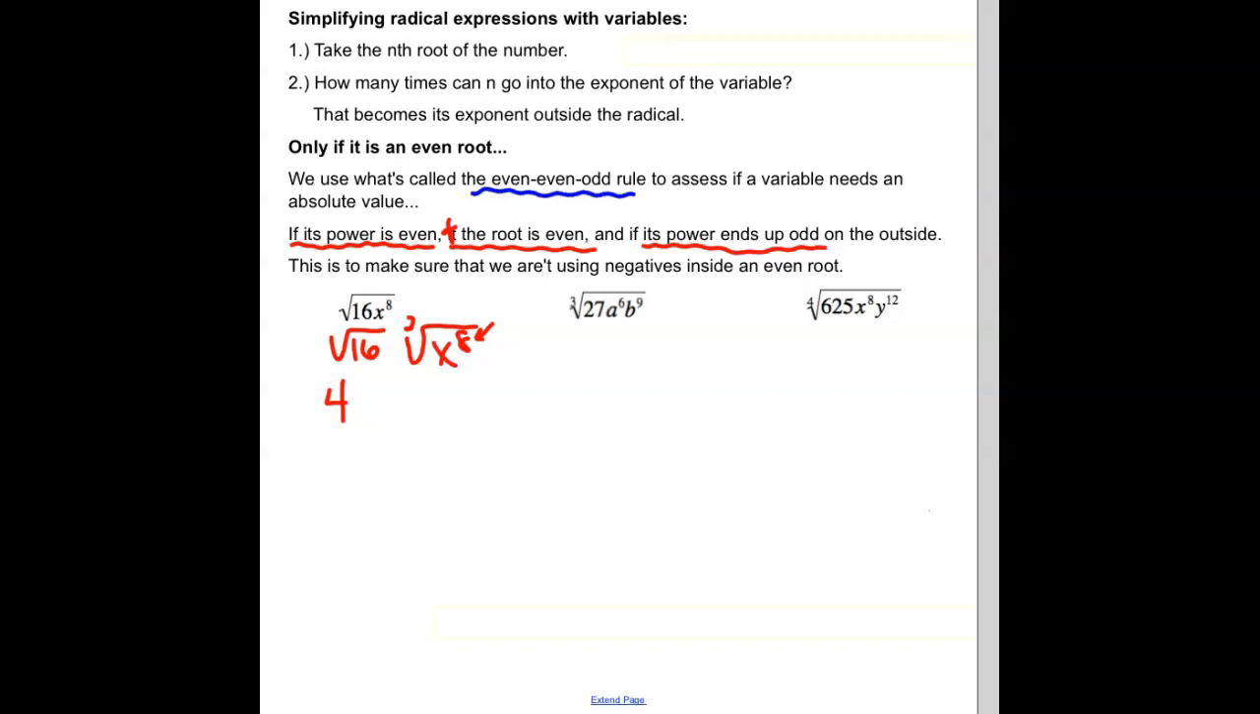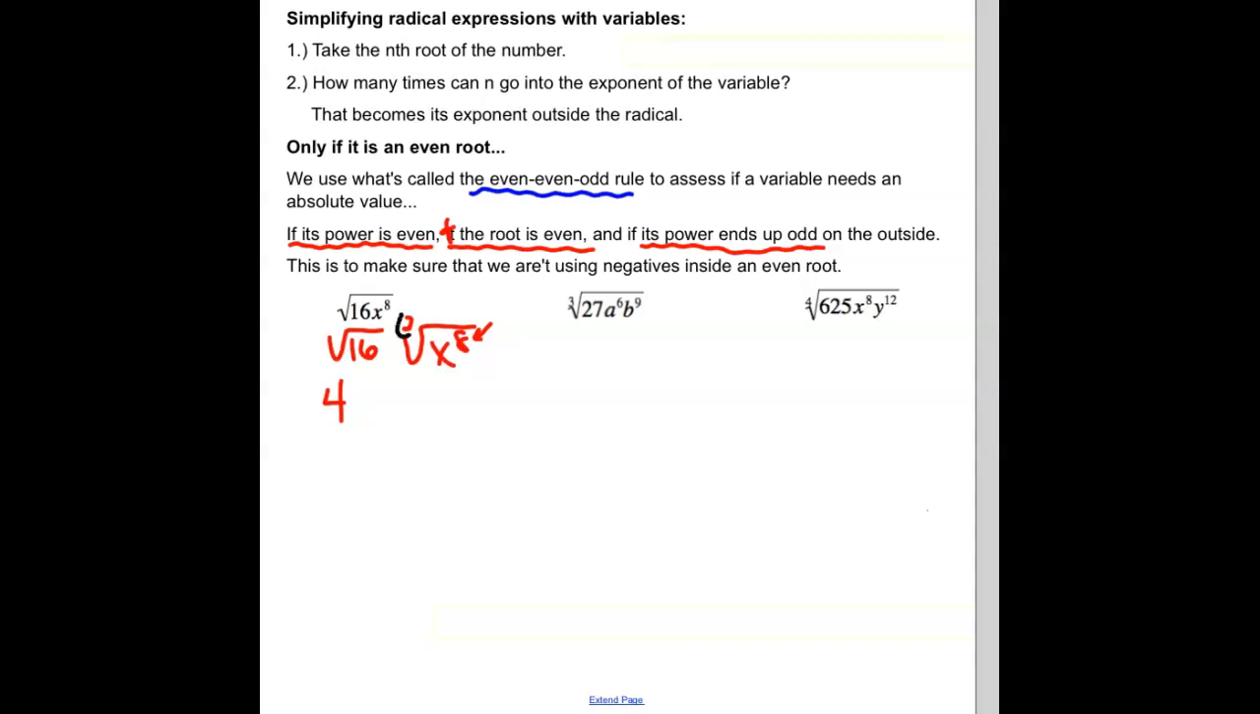But in this case, we're saying we're taking the square root of x to the 8th. So we're looking at this and saying, how many times can I take 2 into that 8? And it would be 4 times. So we're going to get an x to the 4th out. Since it started out even, an even root, an even power, and an even answer on the outside, we don't need the absolute value bars.